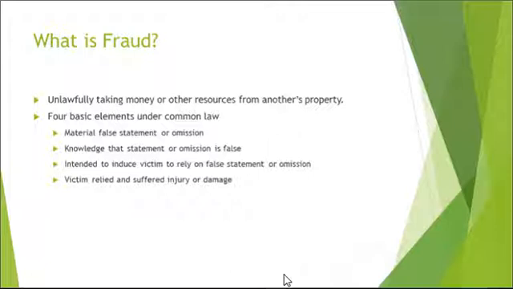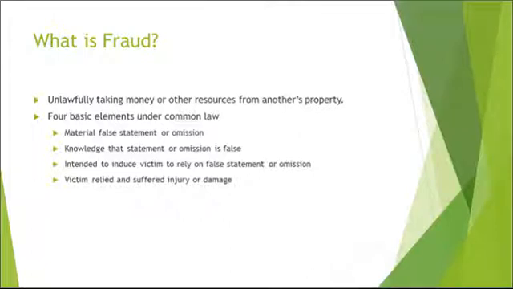The first one, a material false statement or omission. The second one is the suspect had knowledge that the statement or omission was false. The third one is the suspect intended to make the victim rely on the false statement or omission. The fourth one, and lastly, is the victim relied on the false statement or omission and suffered injury or damage as a result of it.